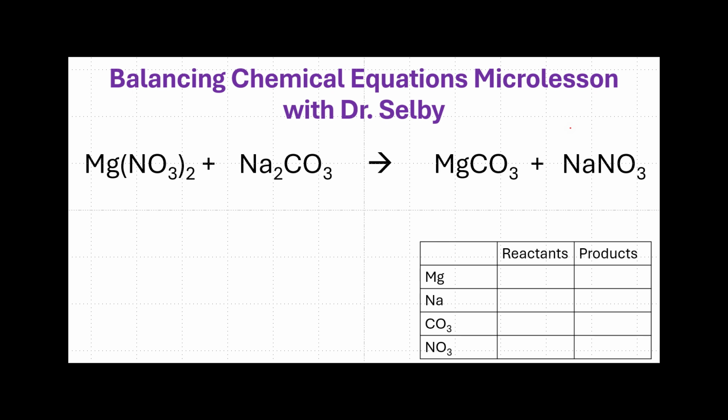And we noticed that we have polyatomic ions here. So we have nitrate there, we have nitrate here, and we have a carbonate here and a carbonate here.